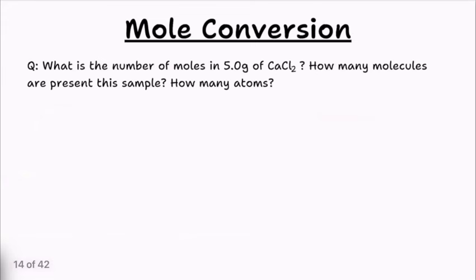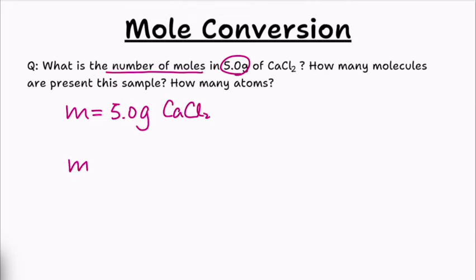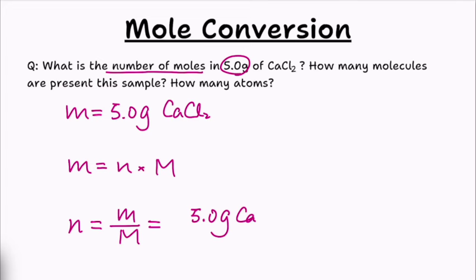Okay, so here's an example question. What is the number of moles in 5 grams of calcium chloride? You are given the mass of the sample, 5.0 grams of calcium chloride. Mass is equal to number of moles multiplied by the molar mass. Then the number of moles n will be equal to mass divided by molar mass, or 5.0 grams of calcium chloride divided by its molar mass.